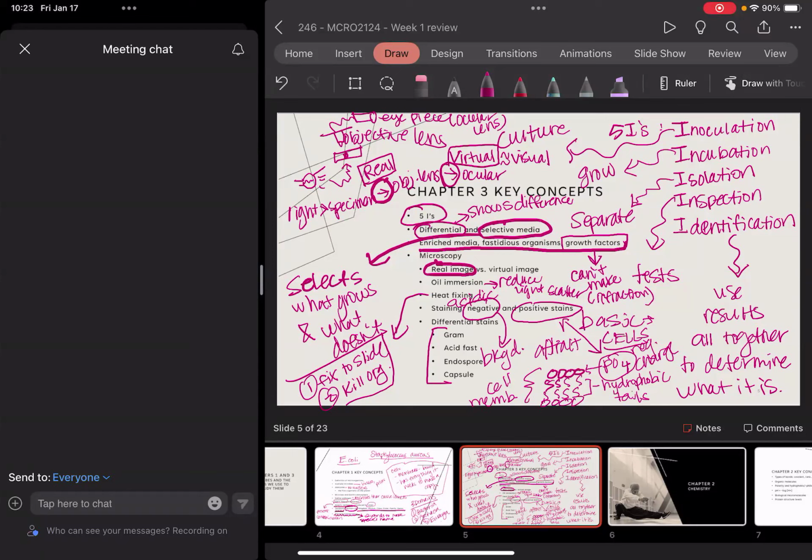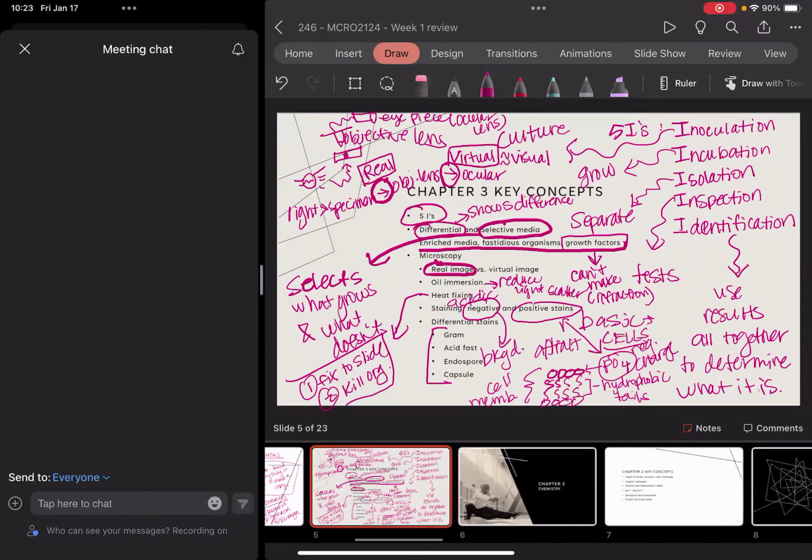These stains here, the gram stain, the acid fast stain, the endospore stain, the capsule stain, are some stains that we'll be doing in the laboratory that will tell you whether your organism is positive or negative on the gram stain, whether it is acid fast positive or acid fast negative, whether it has endospores or doesn't have endospores, whether it has a capsule or it doesn't have a capsule. And those stains will literally tell you the difference just by doing the stains and looking at them in a microscope. And so that's how differential stains will work.